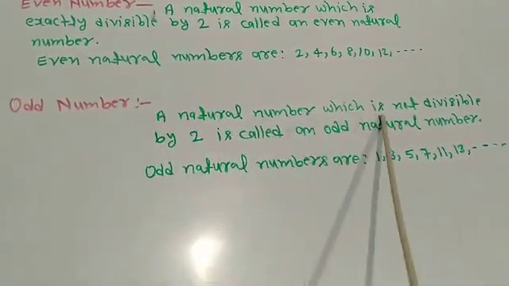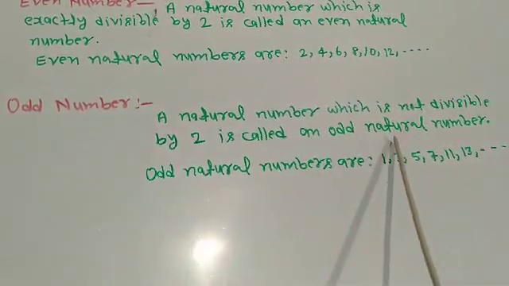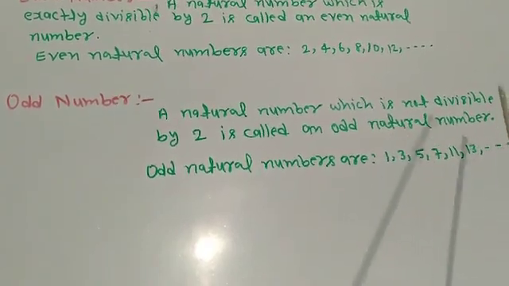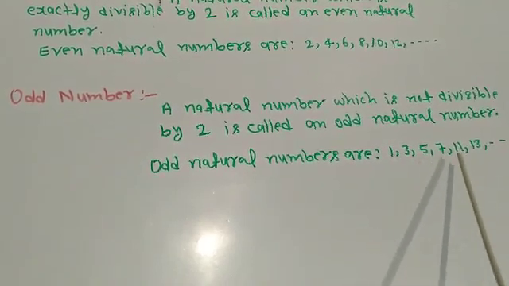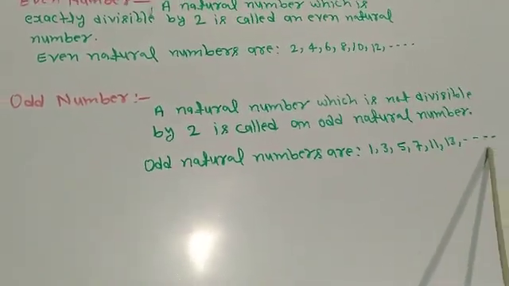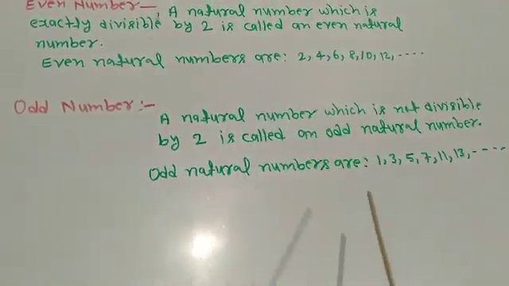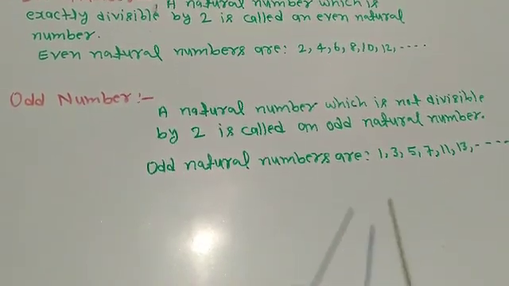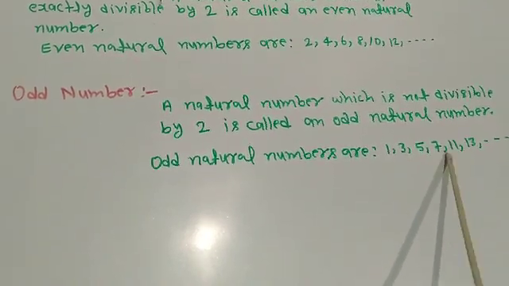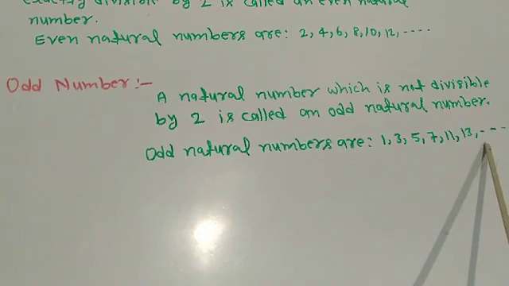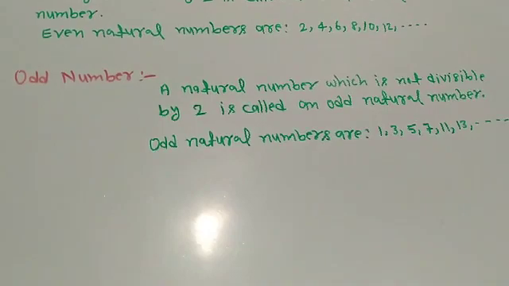A natural number which is not divisible by 2 is called an odd natural number. Odd natural numbers are 1, 3, 5, 7, 11, 13. A natural number which is not an even number is an odd number. 1, 3, 5, 7, 9, 11, 13, 15, 17, 19, 21. These are odd natural numbers.